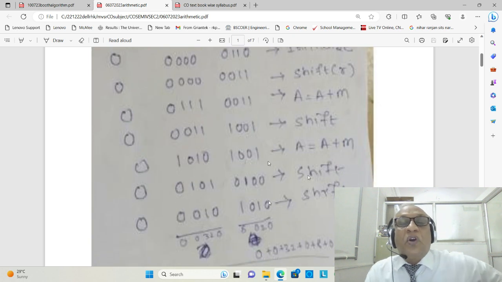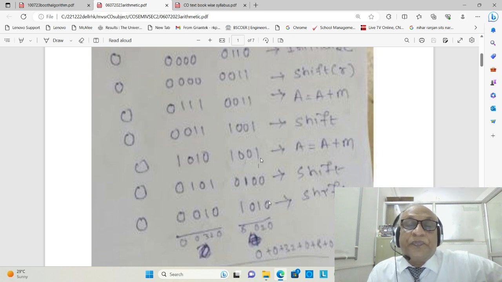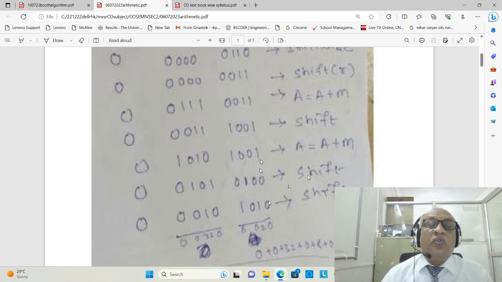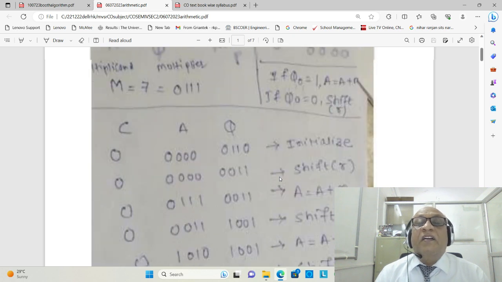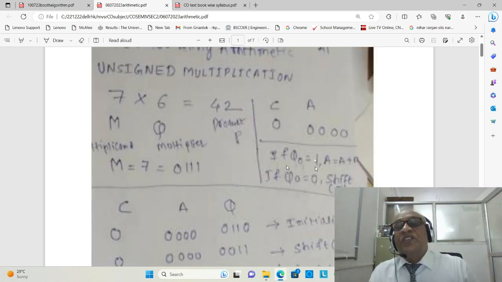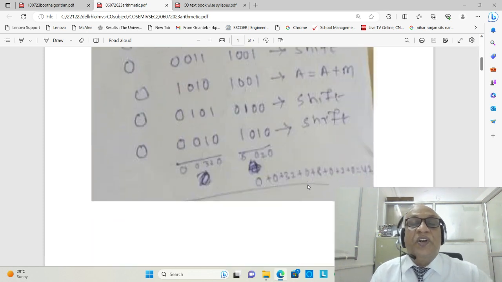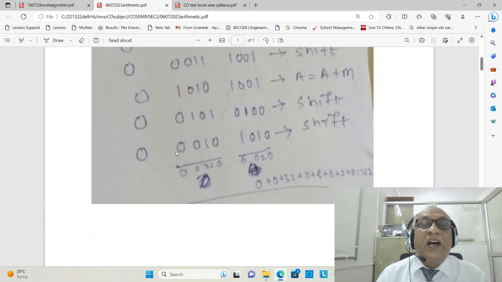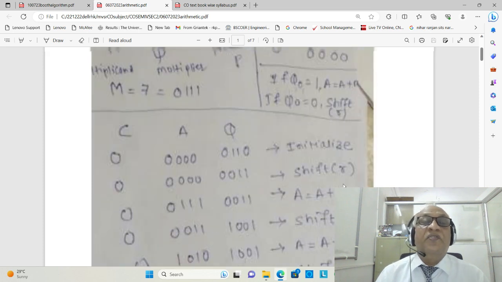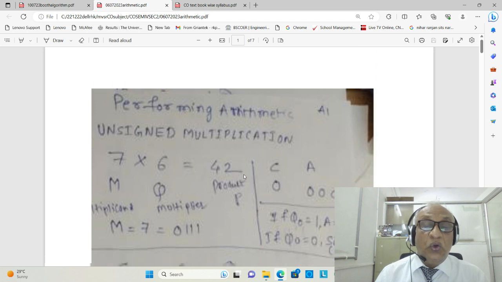Then again if you look, the rightmost bit is 1. So this way we just have to check the conditions: Q0 is 0 or 1. If it is 0, shift right. If it is 1, A plus M, then shift. This was what we had seen. Ultimately, after 4 iterations, whatever number we get, we convert it into a decimal equivalent, which is 42.